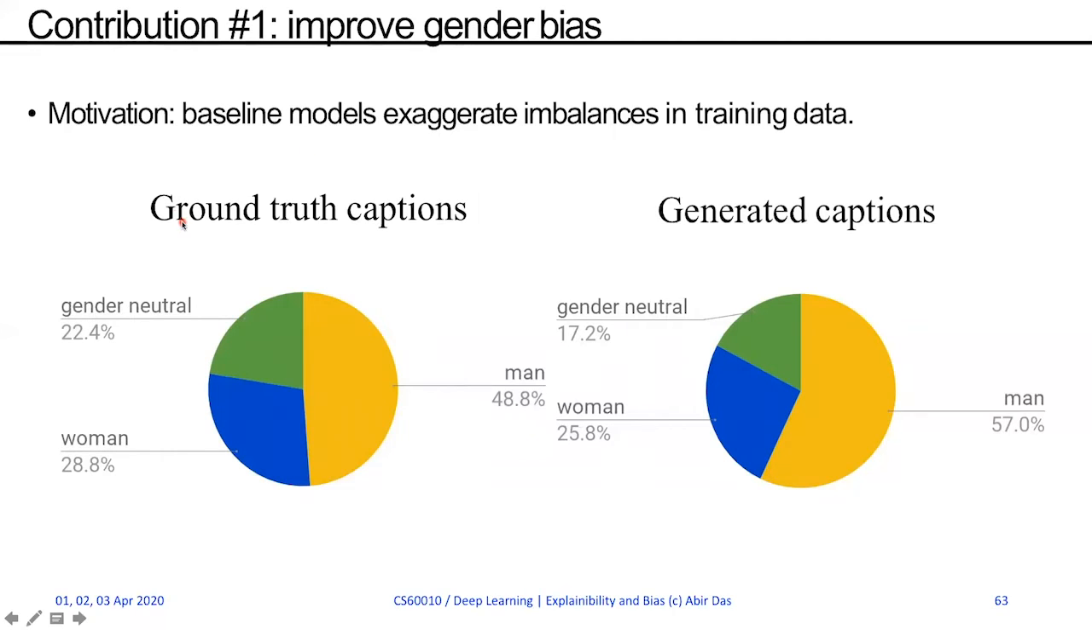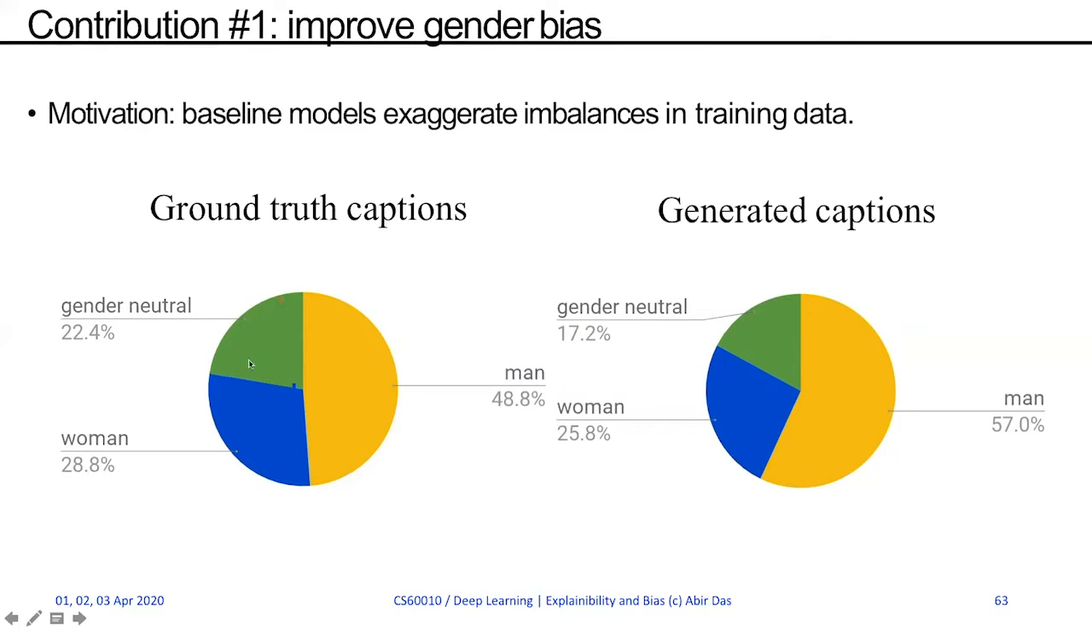So say the ground truth captions in this dataset have gender neutral words at 22.4%, women words at 28.8%, and man words at 48.8%. If you predict captions using this baseline or traditional captioner, it will actually exaggerate the bias. You see the man percentage has increased from 48.8 to 57, and women has basically reduced. So it learns from the biased data, and it can exaggerate the already present bias.